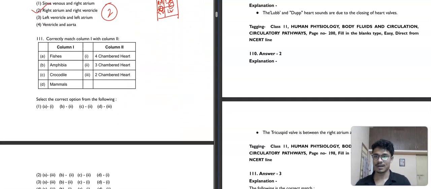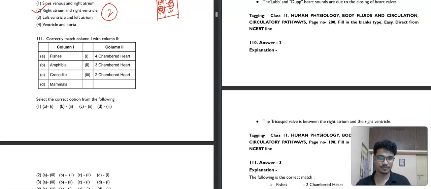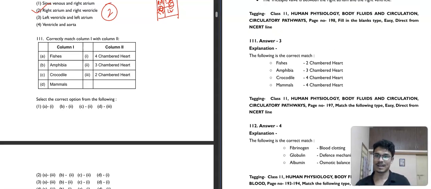Then question number 111. What it is saying is to correctly match column first with column second. Fishes, you know that fishes have a two chambered heart. Amphibia have a three chambered heart. Crocodile have a four chambered heart. Then mammals also have a four chambered heart. So our correct answer for this question will be option number 3.